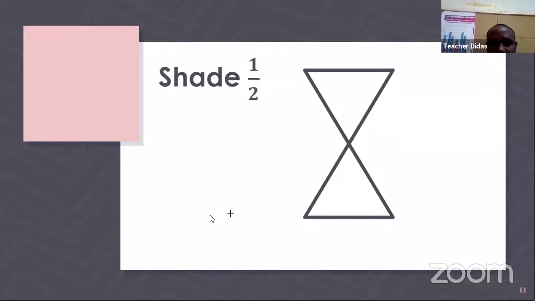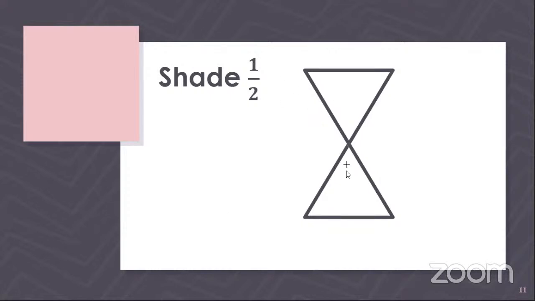Let me hear from Mulungi Martha. Yes, teacher. How are you, Mulungi Martha? I'm fine. Okay, so tell me, what do I do? You said 1. I shade 1. So which one should I shade? The one down, the one up? Down. Okay. Let me shade this one.